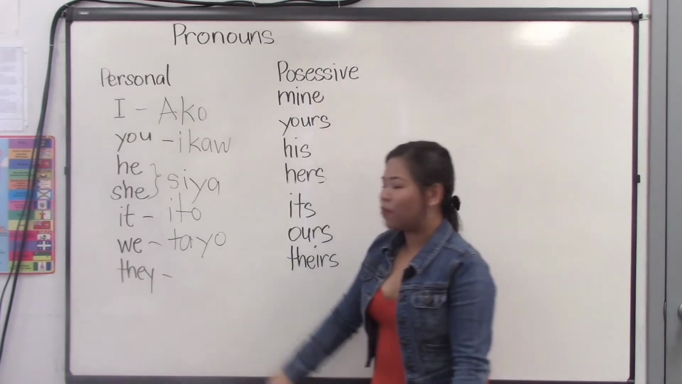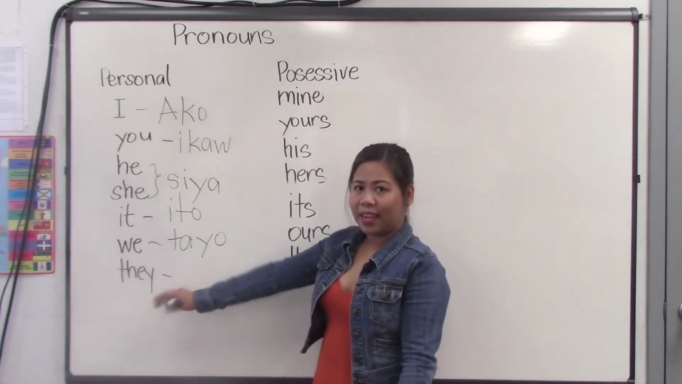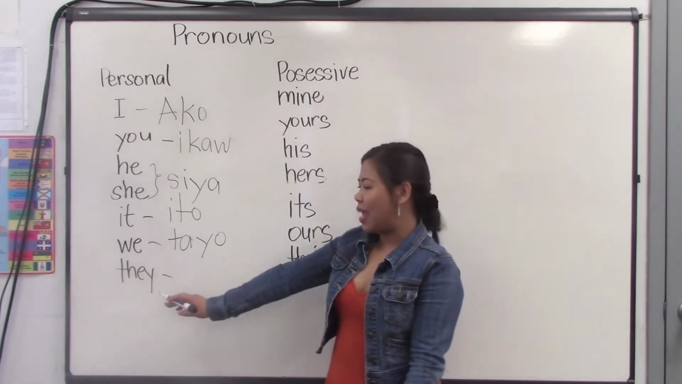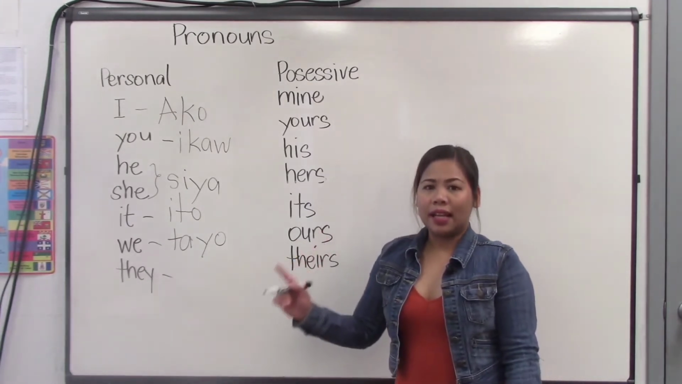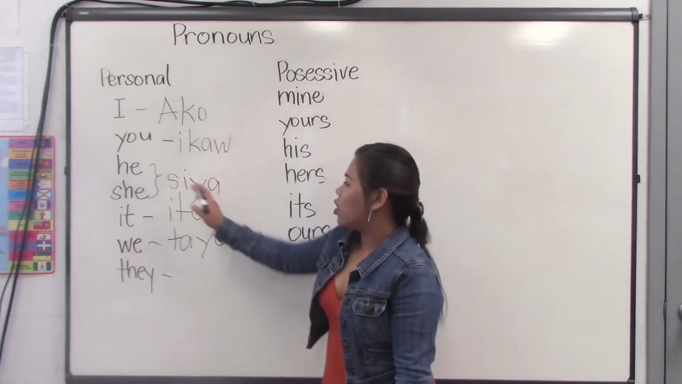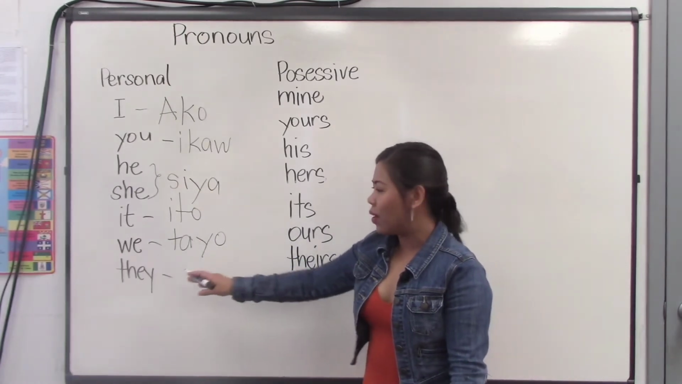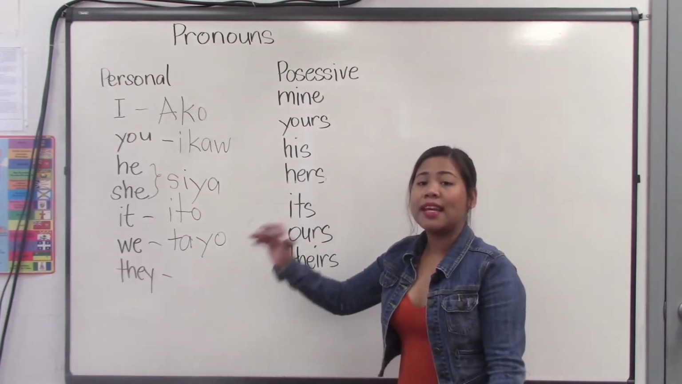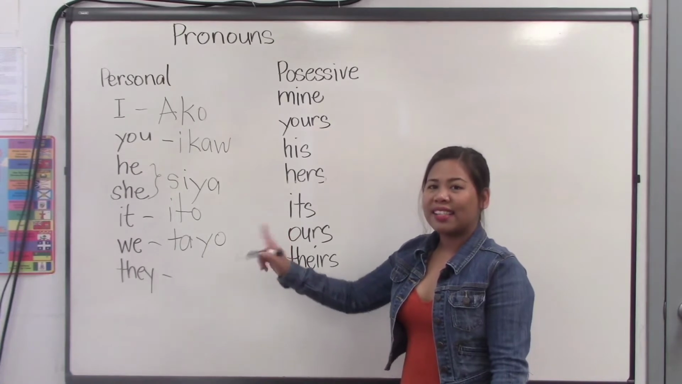The last one for the personal pronoun is they. In Filipino, they is sila. If he or she is siya, that's singular. This one is the plural one. Si and then la. Sila.